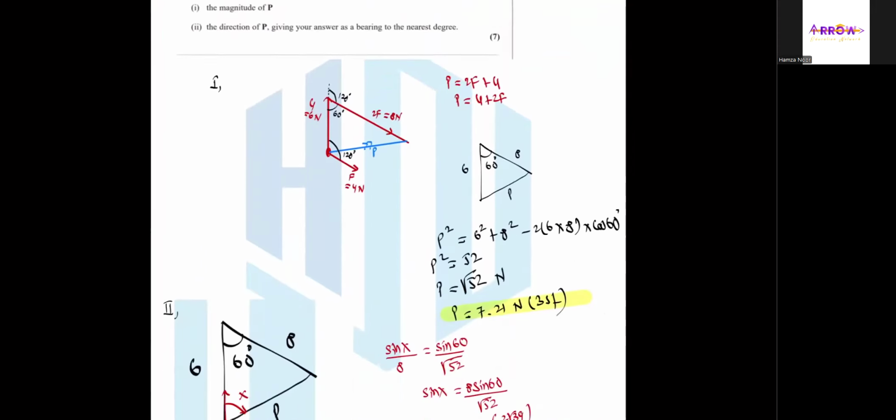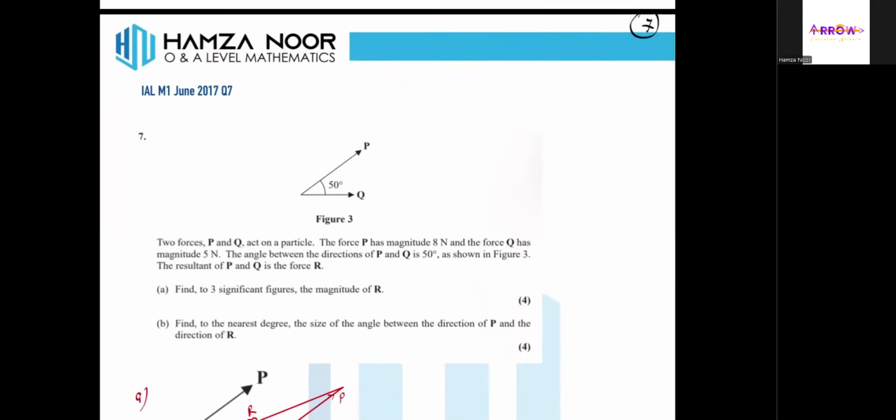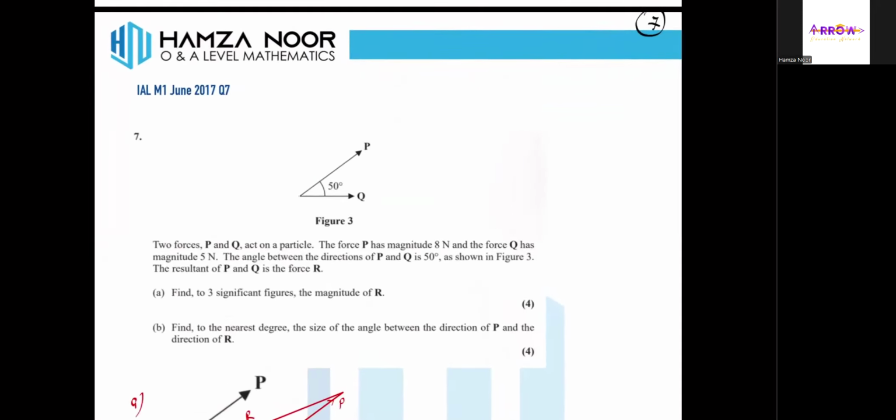And now we have one last question left for this recording. So let's discuss this one as well. This one is June 2017, question number 7. Two forces P and Q act on a particle. The force P has magnitude 8 Newton and the force Q has magnitude 5 Newton.